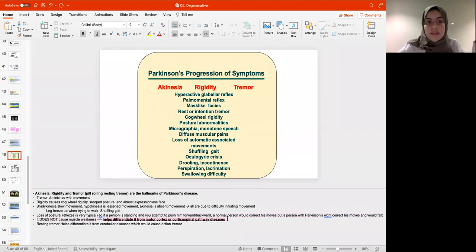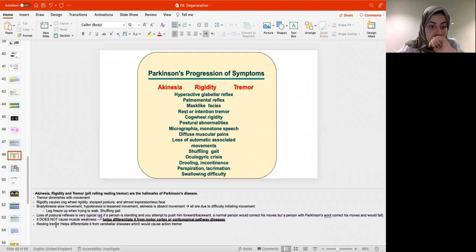Because for example, ALS affects both upper motor and lower motor neurons. So they'll have symptoms of spasticity, they'll have muscle weakness, okay? But in Parkinson's, they don't have these symptoms because those cells aren't affected. It's only the substantia nigra cells.